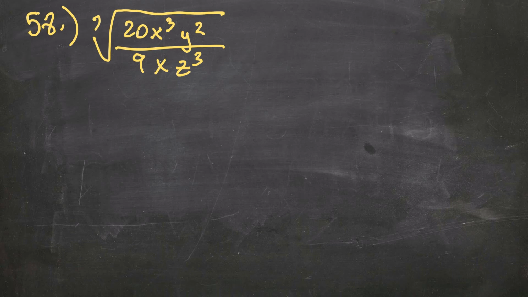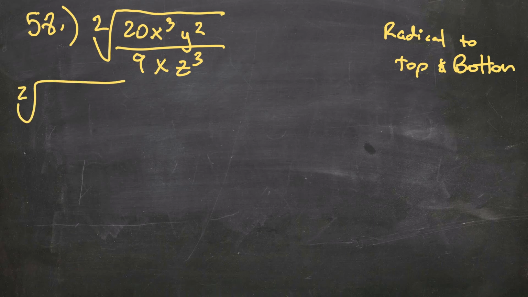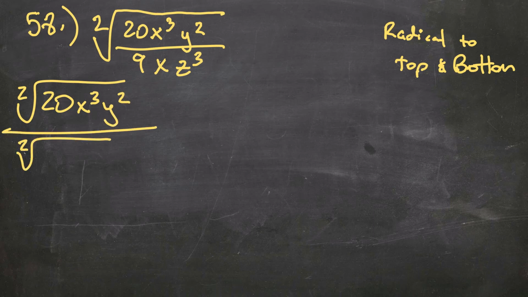The first thing I'm going to do is remember that's a little 2, and I'm going to put the radical to the top and the bottom. I'm going to make the square root of 20x cubed y squared all over the square root of 9xz cubed. Alright, radical to top and bottom.